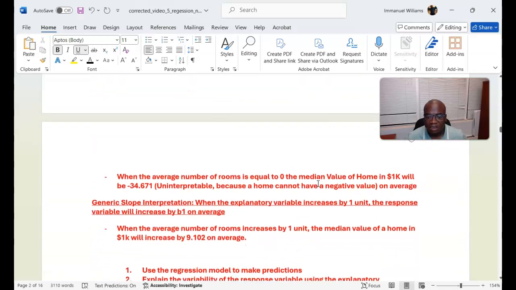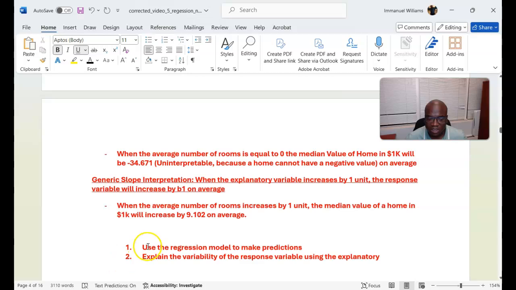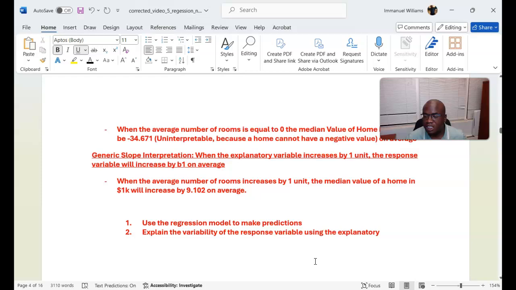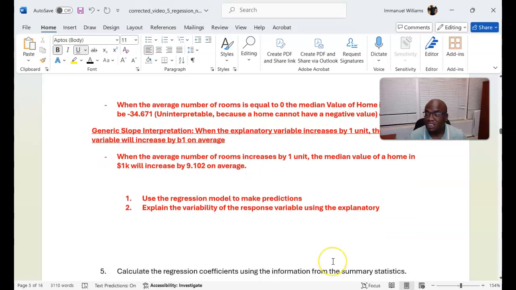With that said, those are the two purposes: use the regression line to make predictions, and to explain the variability in the response variable using the explanatory variable. And that's just question 5. That's question 4. Let's go a little bit deeper.